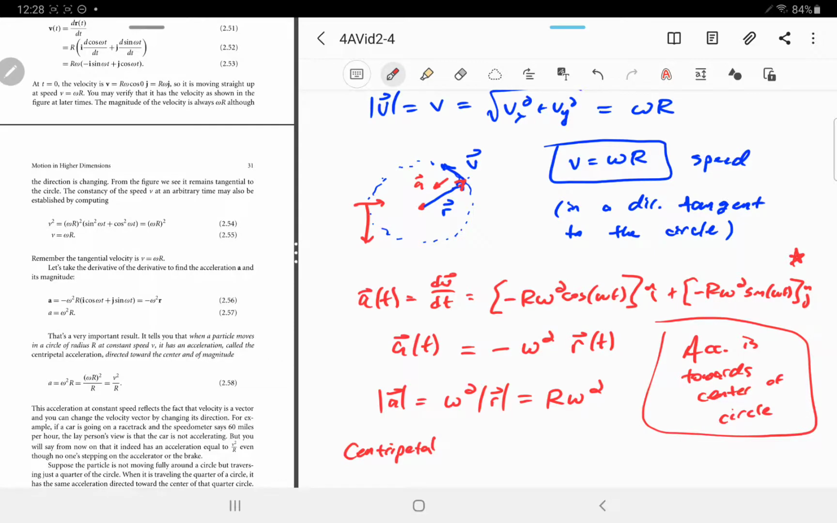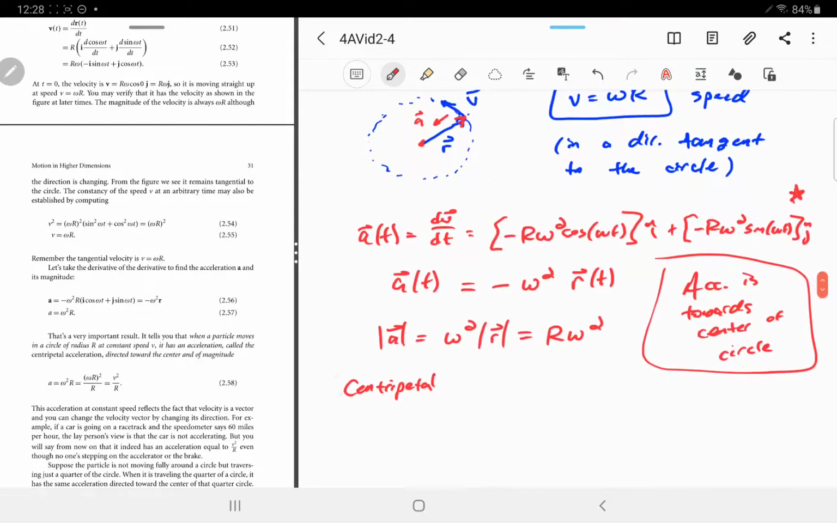Now the acceleration does not have a component in the direction of the velocity or opposite the velocity, which is why the particle doesn't speed up or slow down. So the acceleration is non-zero, and the acceleration is changing the direction of the velocity, but not the magnitude, because the two are perpendicular. Okay. So this is centripetal acceleration.